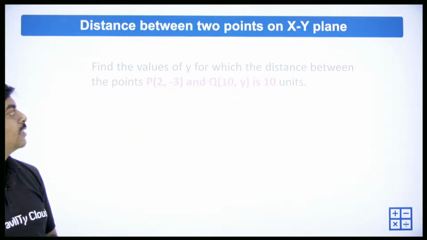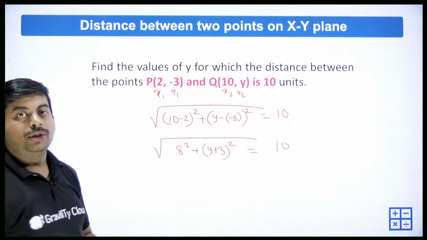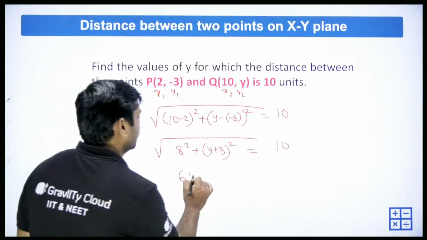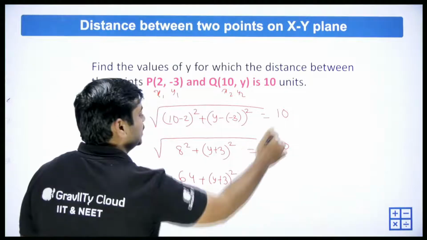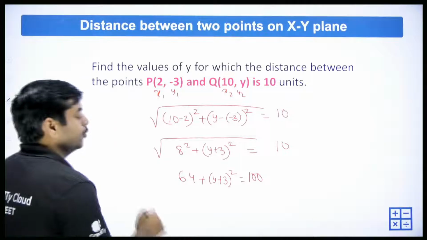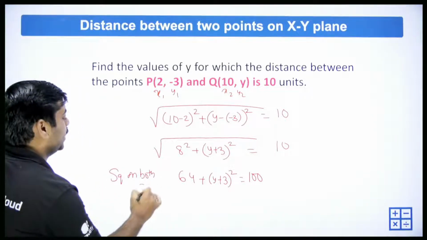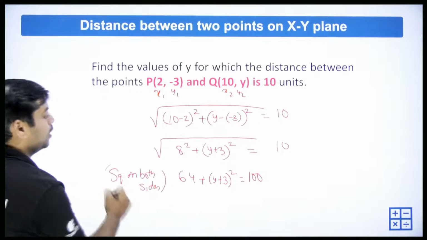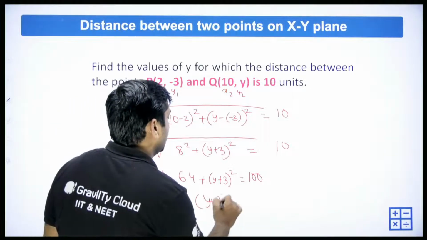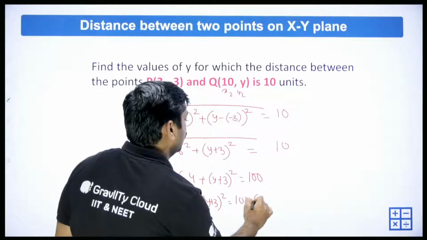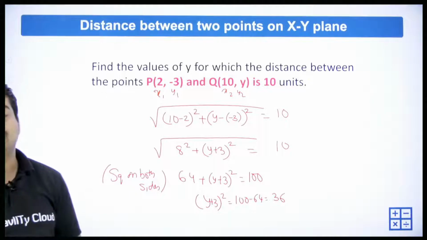The thing is, in the previous question, you need to do squaring on both sides. So 8 square is 64 plus y plus 3 whole square is equal to 10 square is 100. What we're doing? We're doing squaring on both sides. Okay. So y plus 3 whole square is equal to 100 minus 64, which will give you 36. So from there you can try to find the value of y.